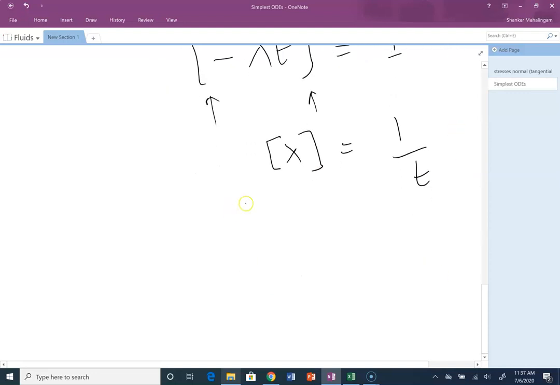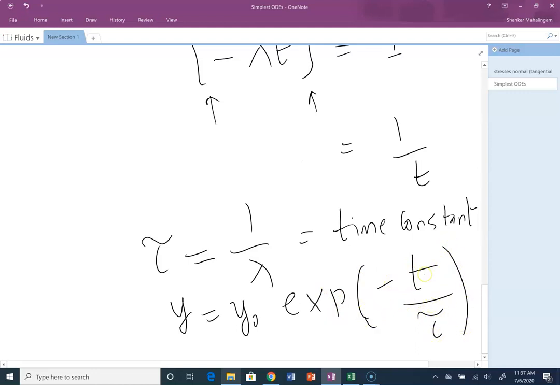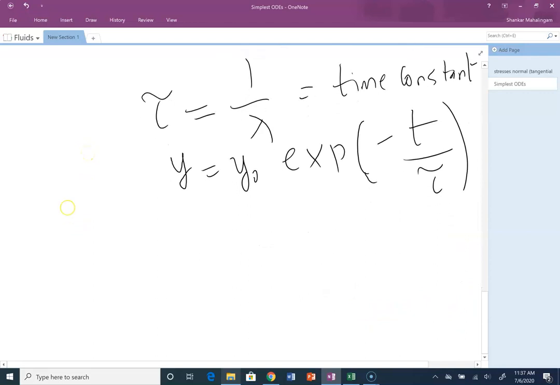And so often 1 over lambda, which obviously will have the dimensions of time, will be called a time constant in the problem. All right, so 1 over lambda might be called a time constant, and sometimes this is given a symbol tau. So tau, which is equal to 1 over lambda, is called a time constant. So in other words, the solution may be written as y equals y0 exponential of minus t over tau. Okay, and so this is the second most important differential equation.